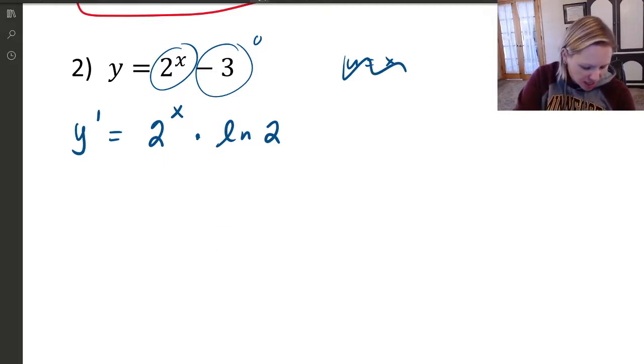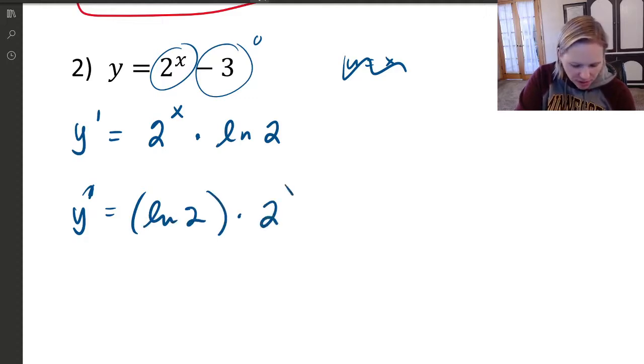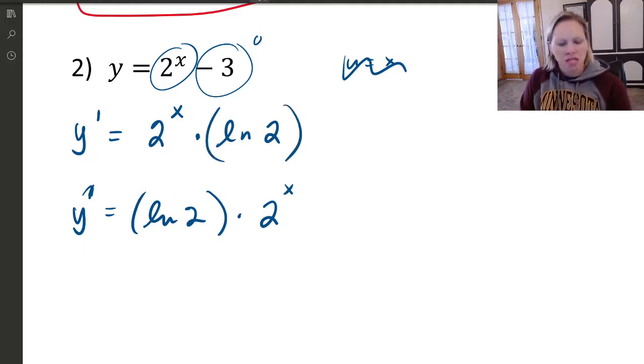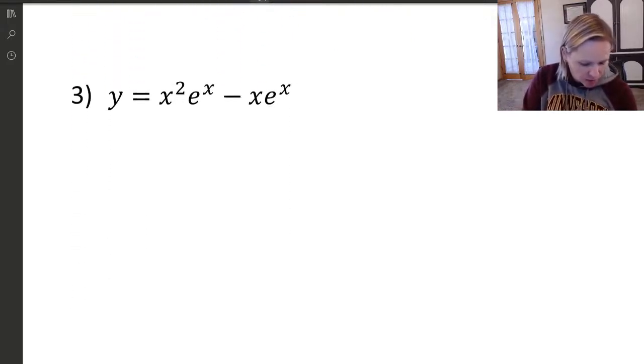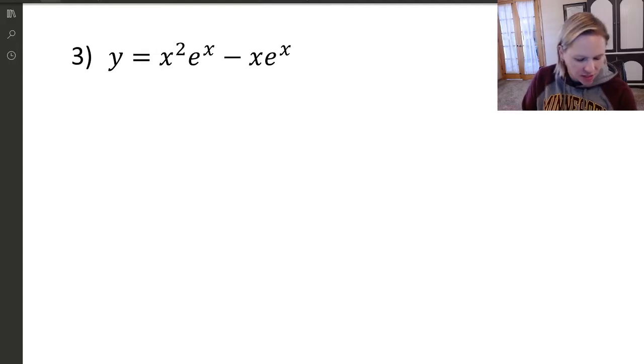And again, I'm going to rewrite this. I'm going to wrap up that natural log of 2 and then 2 to the x power. You could wrap it up on the end. It doesn't matter what order you write it in, but parentheses are always a good thing when we're trying to separate things out. Number 3, let's take a look at this one.